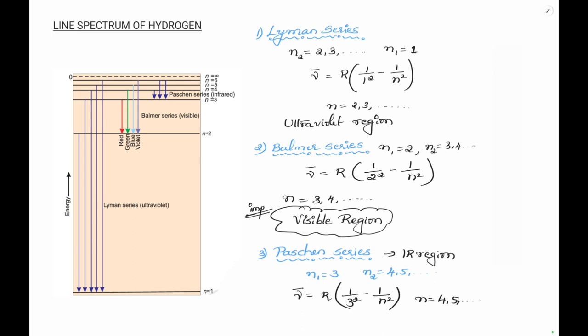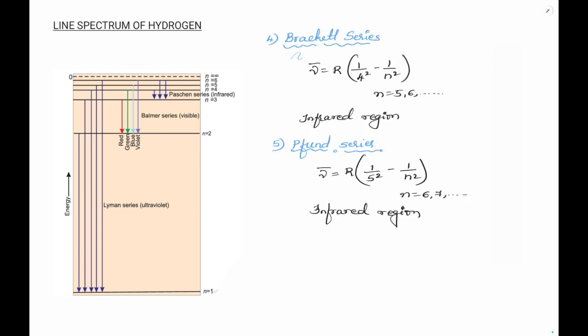Let us write the Rydberg's equation for them. The Rydberg's equation for Brackett series is written as nu bar is equal to R into (1 by 4 square minus 1 by n square). So the n value for this particular equation is 5, 6 and so on. And in this particular series, the transition also corresponds to the infrared region.